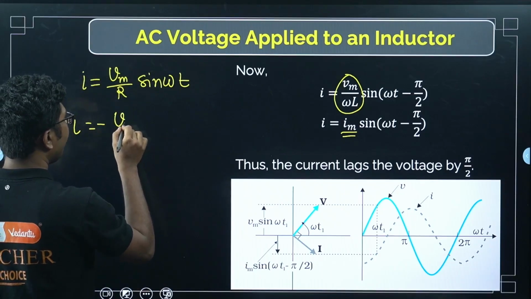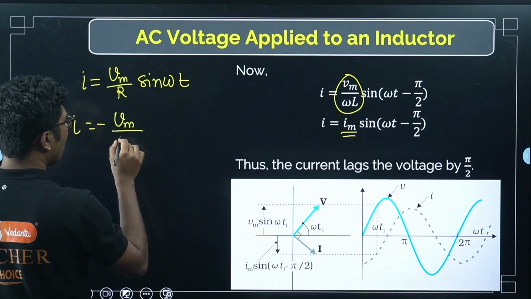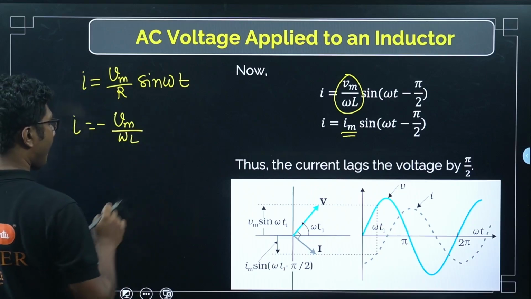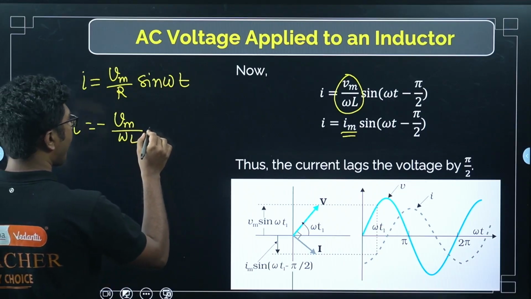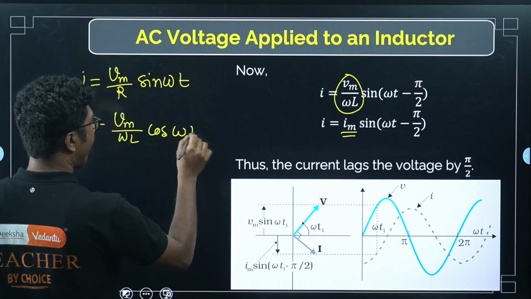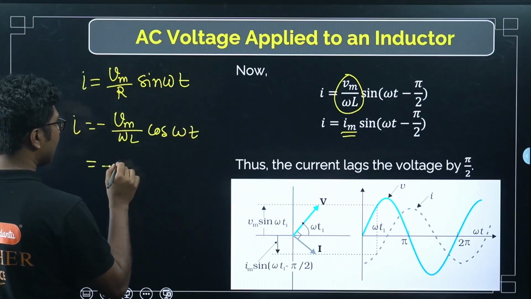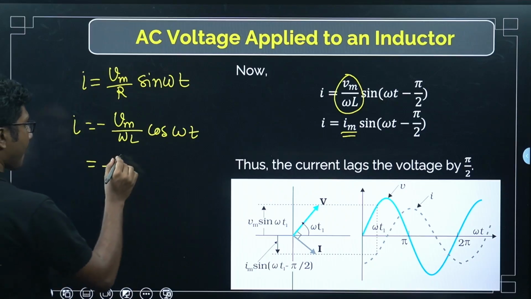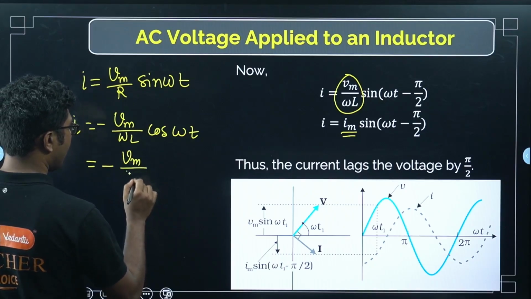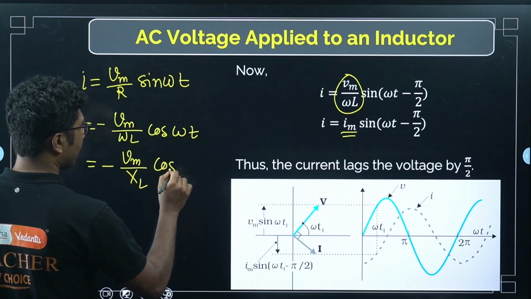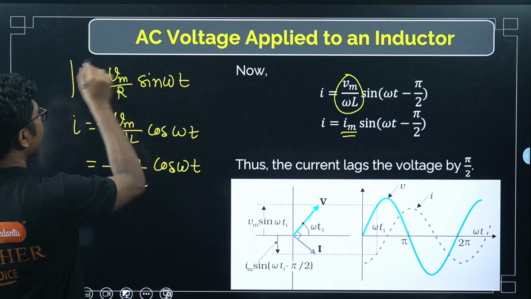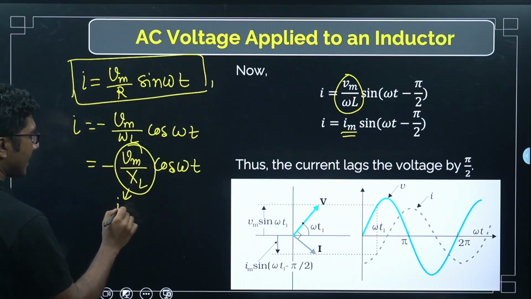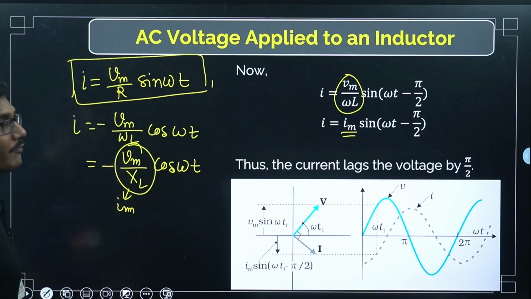minus Vm by omega L cos omega t, and we have written this as Vm by XL cos omega t, right? That was for resistance. Now this one we are calling Im. Okay, this is the maximum value of current now.